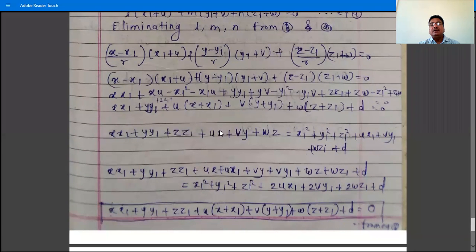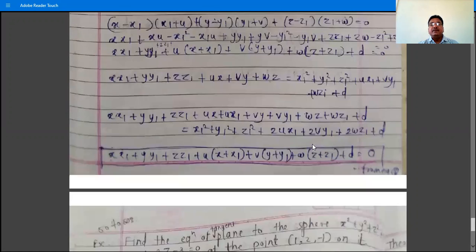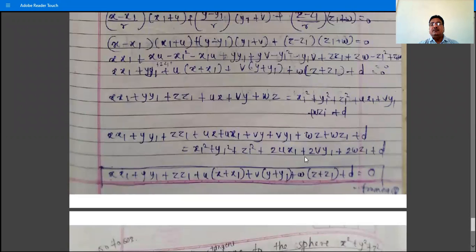Now don't write this step. After this step, write this step, that is zz1. Then shift all negative terms to RHS. So what we have: ux plus vy plus wz is equal to x1 square plus y1 square plus z1 square plus ux1 plus vy1 plus wz1 plus d. So I shift all the negative terms to RHS. Don't write this step. After this step, write this step. Then add ux1 plus vy1 plus wz1 in LHS and RHS.